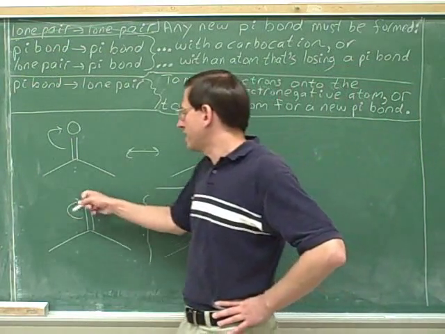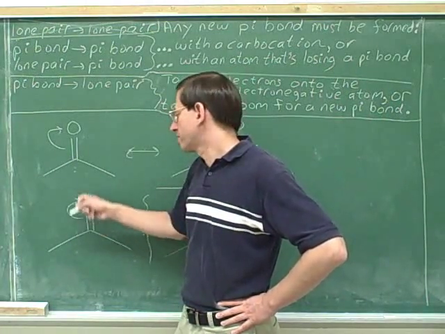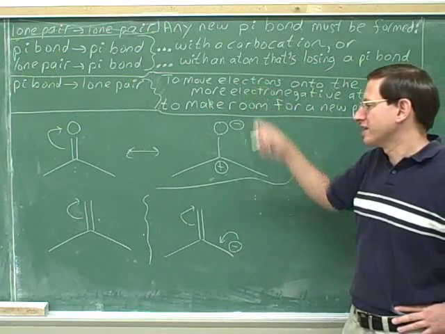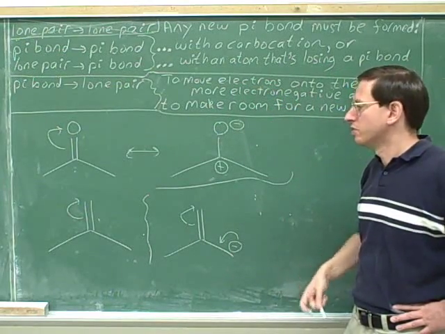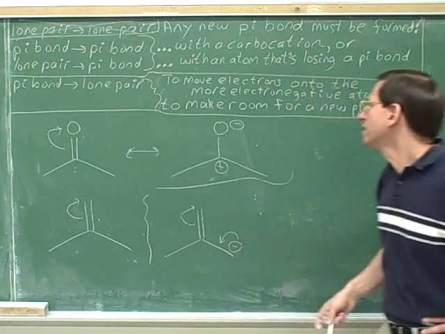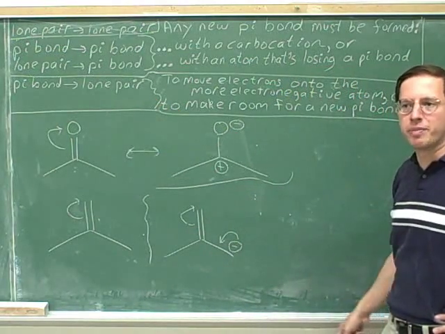Obviously, if the two atoms have the same electronegativity, if they're both carbons, say, then this reason could not possibly apply. So if the two atoms are both carbons or both the same, the only reason why you would move a pi bond into a lone pair is to make room for a new pi bond coming in from behind.